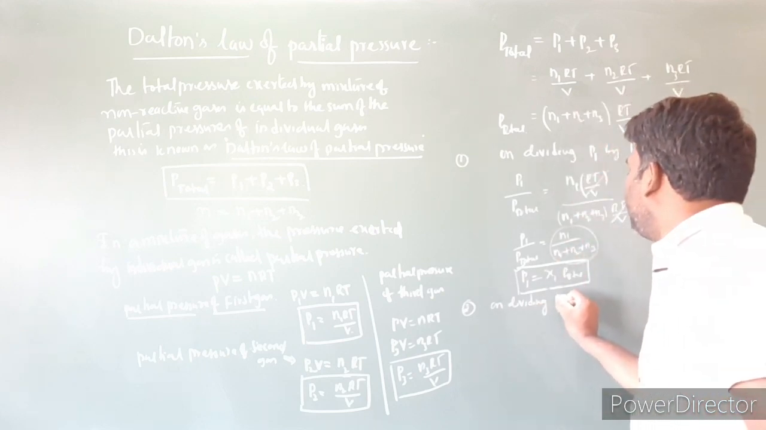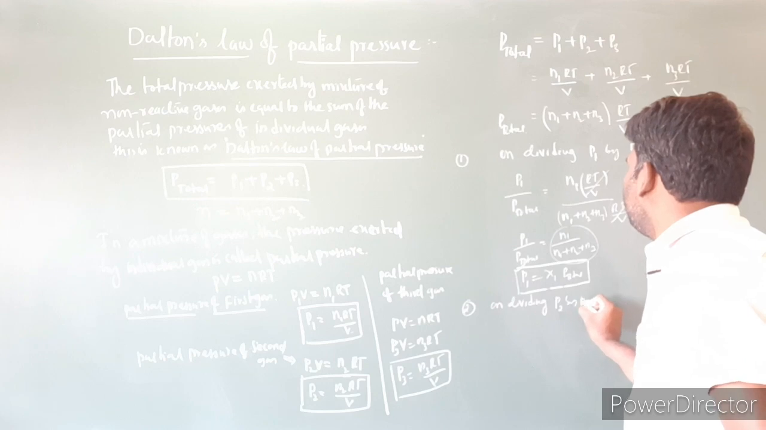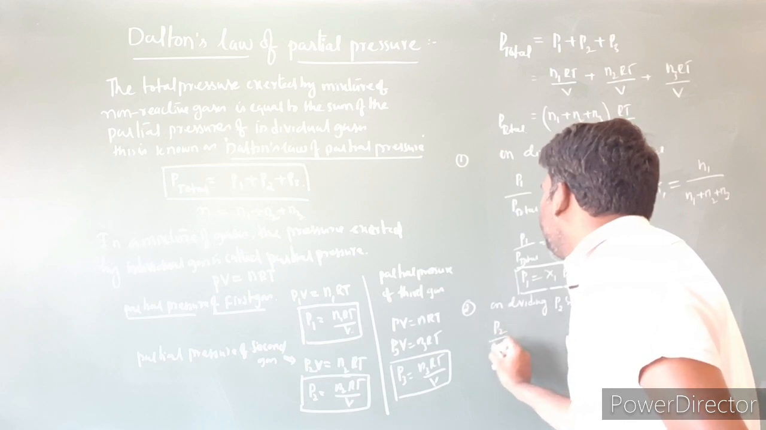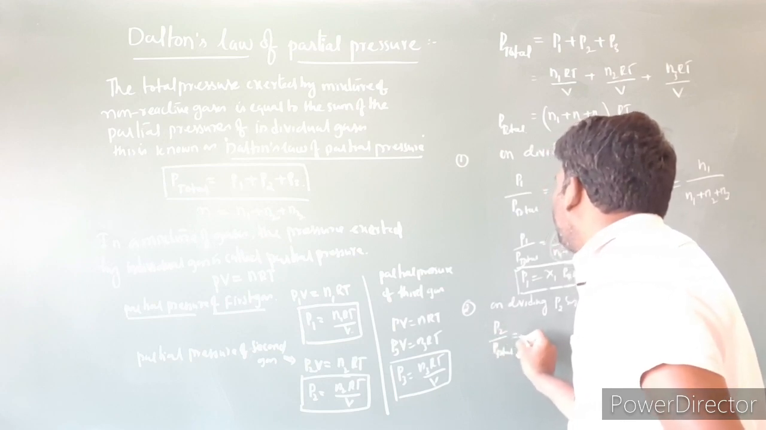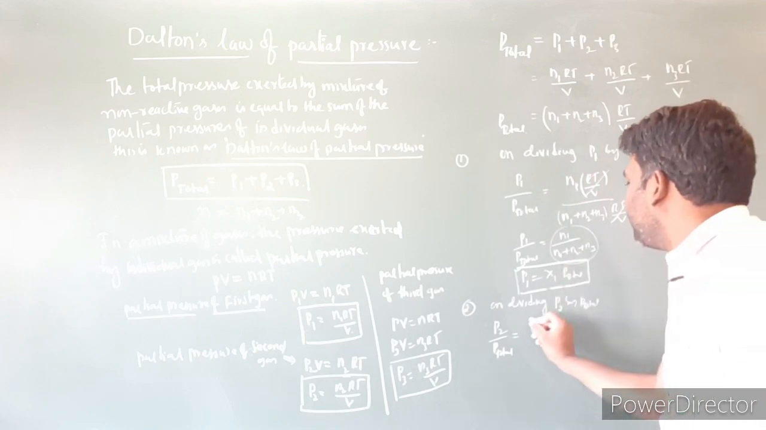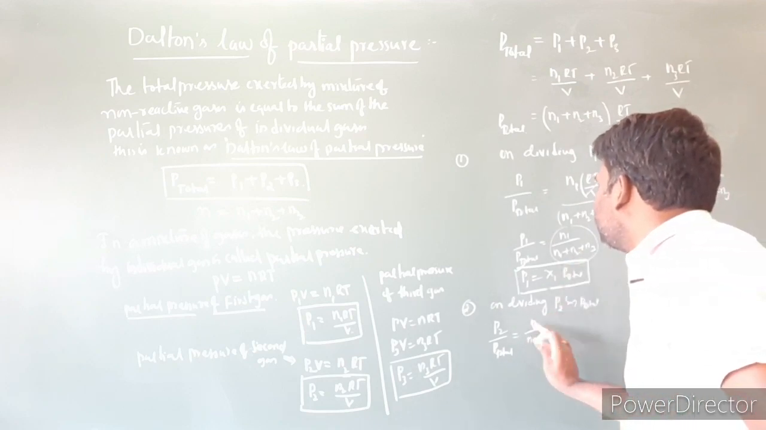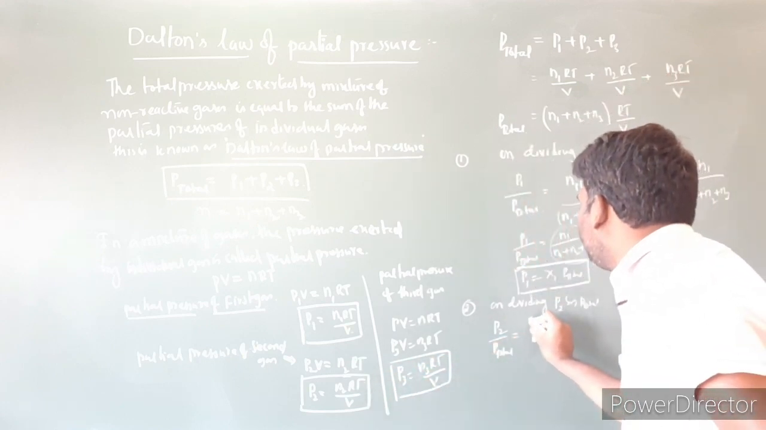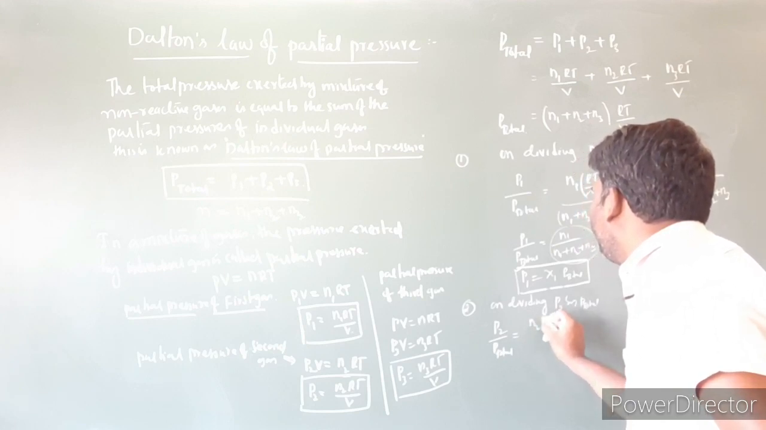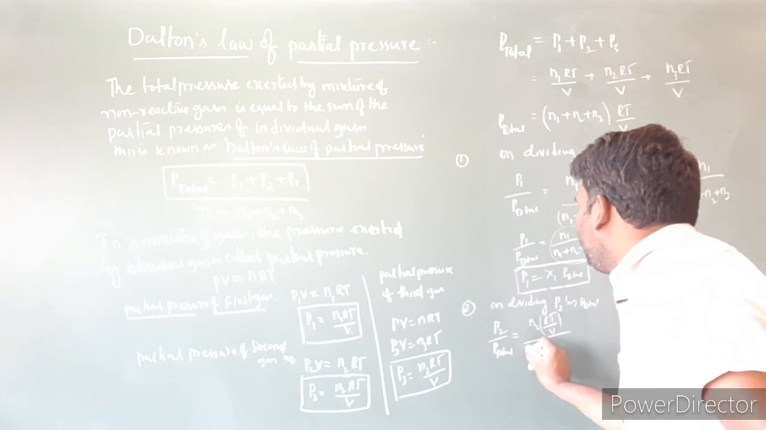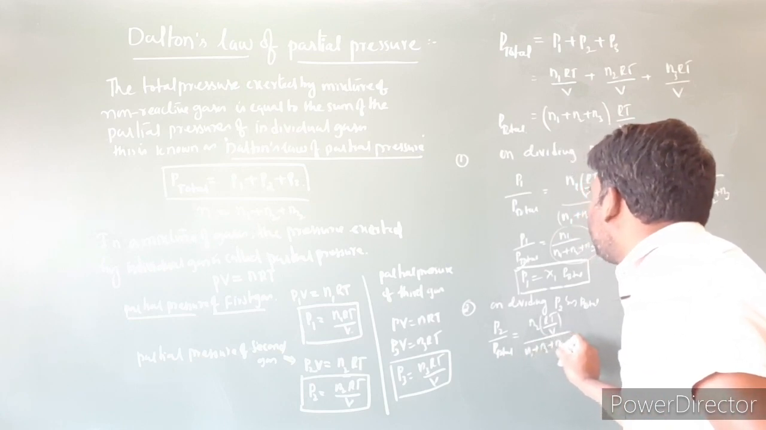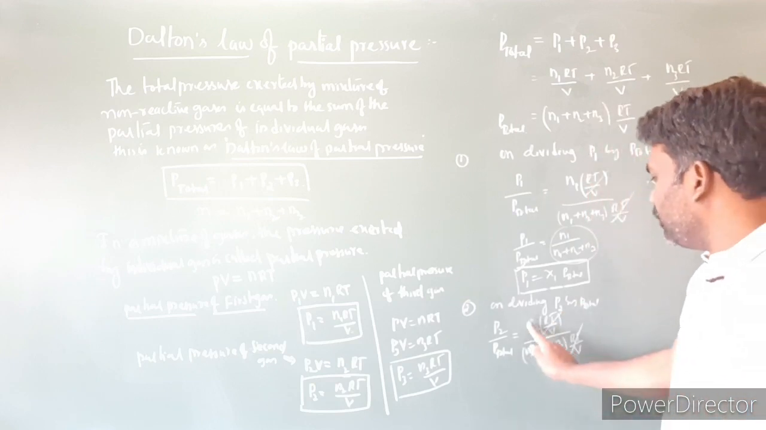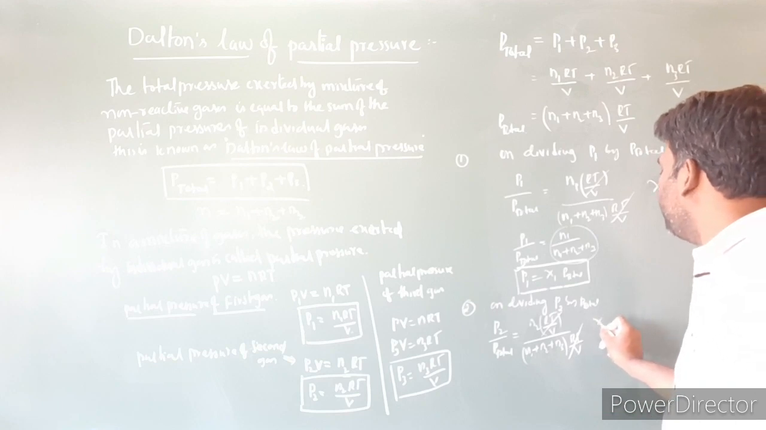To calculate the partial pressure of the second gas, on dividing P2 by P total, what we will get is P2 by P total is equal to N2 RT by V by N1 plus N2 plus N3 into RT by V, isn't it? RT by V will cancel. Then N2 by N1 plus N2 plus N3, that is nothing but the mole fraction of the second gas.